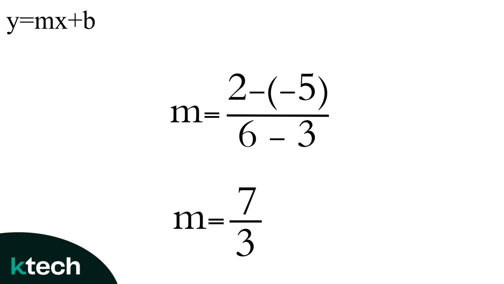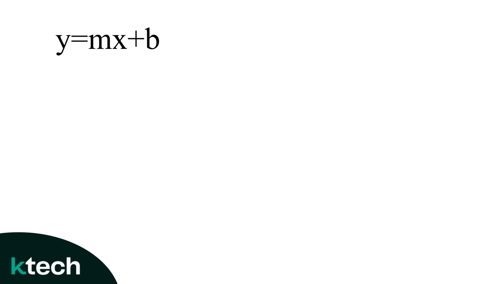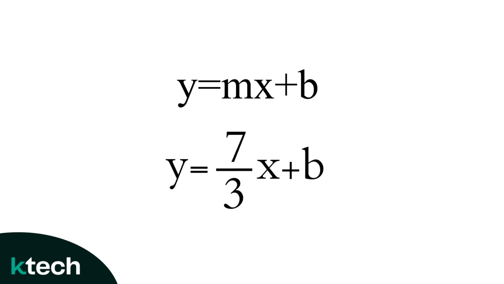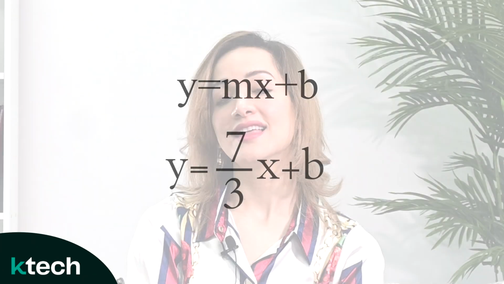Now we have m = 7/3. So the slope of the line that joins these 2 points is going to be 7/3. So far, this is what we have: y = (7/3)x + b. The next step is to find the y-intercept b.